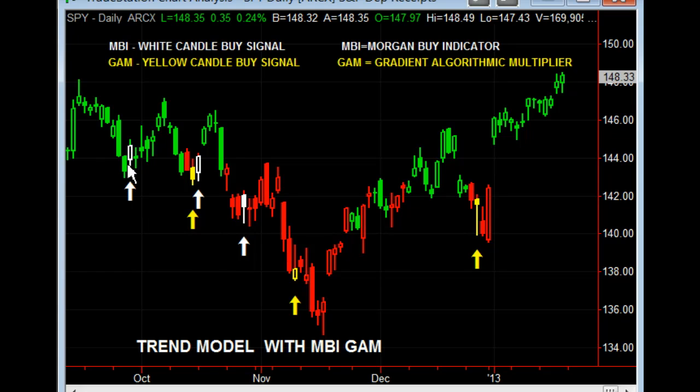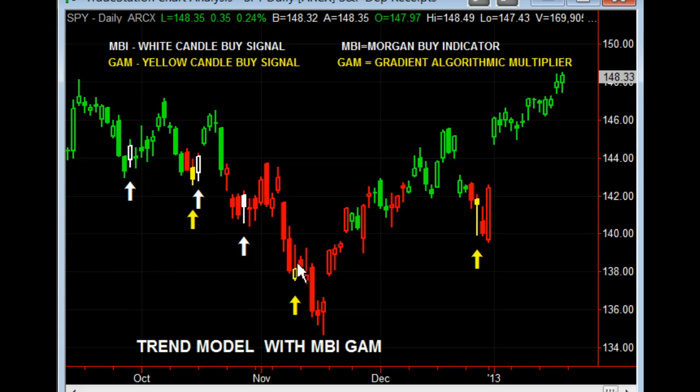Now you'll find that the MBIs tend to show up as nice little white candles, as you can see with the white arrows, at bottoms. There was a second element which turned out to be the GAM. The GAM often appears at points of extreme volatility, typically where people are mostly terrified to get into the market and are afraid that it's a falling knife setup.